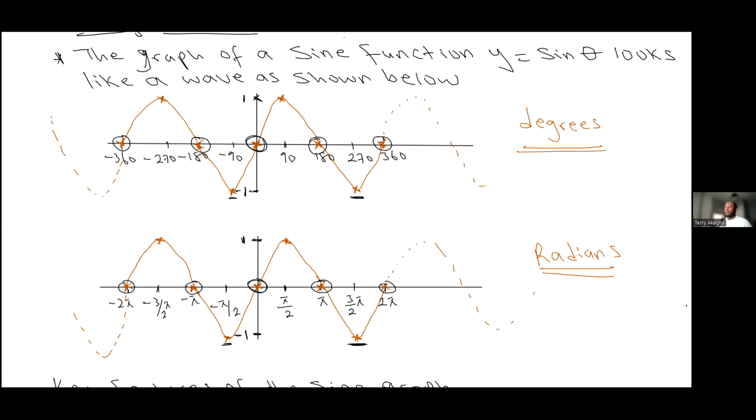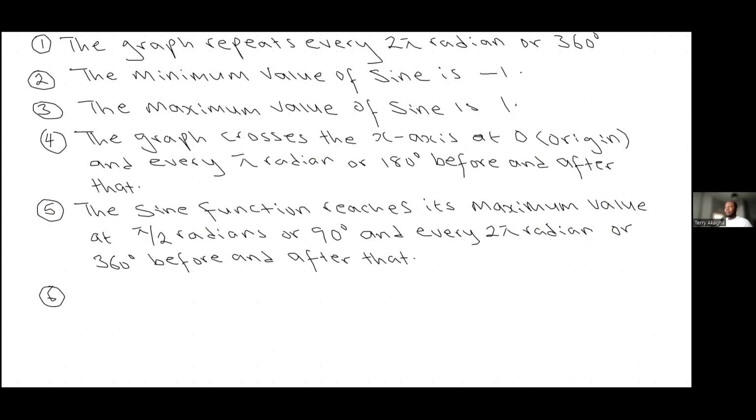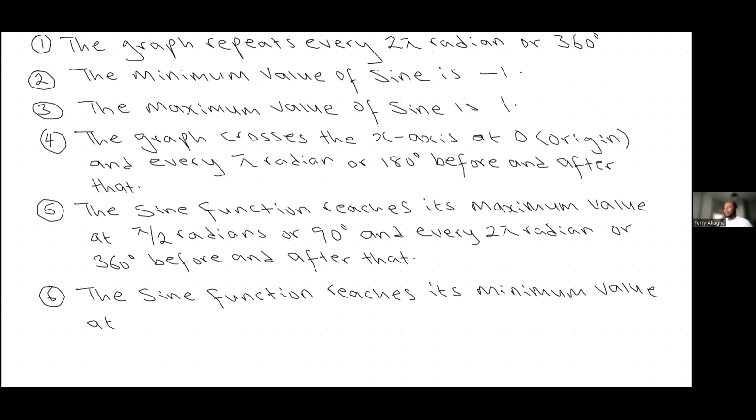So that'll be number 6. Number 6, the sine function reaches its minimum value at 3 over 2 pi radian or 270 degrees, and every 2 pi radian or 360 degrees before and after that.